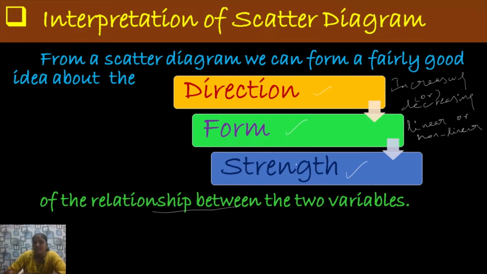Next, we may get an idea about the strength of the relationship too based on the scatter diagram. Strength in the sense of how strong the relationship is between the two variables, whether it may be perfect positive or perfect negative, high positive or high negative, something like that, which we will discuss after this. So based on the scatter diagram, we may get a rough idea about the direction, form and strength of the relationship between the two variables.